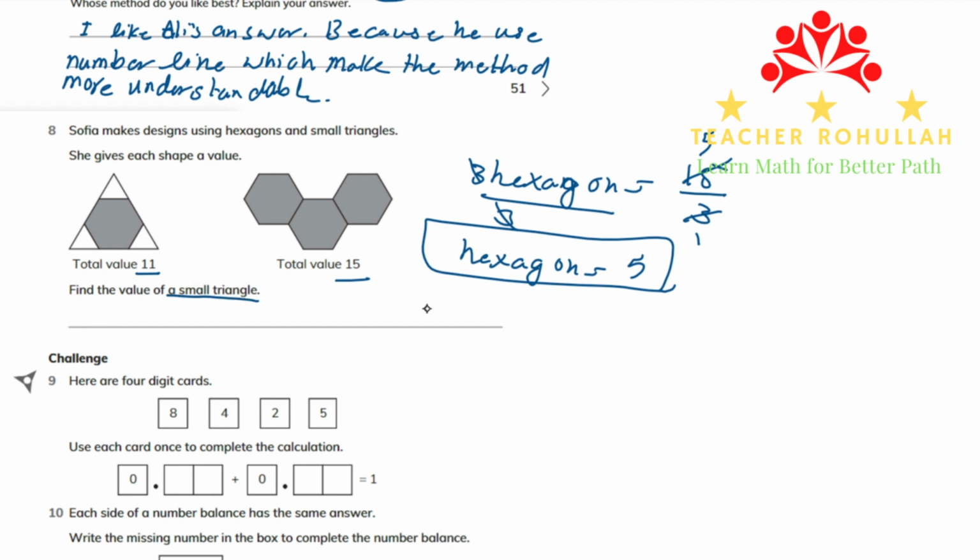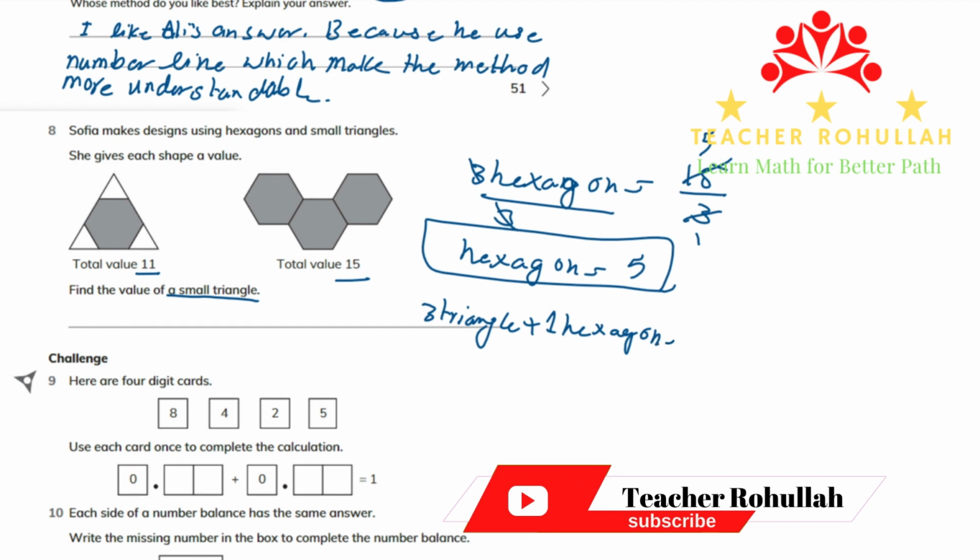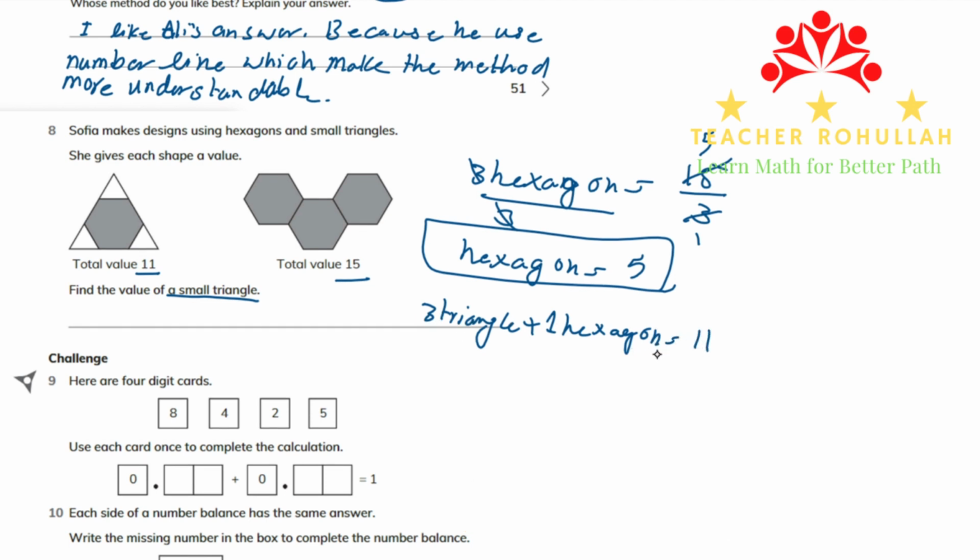So to find that out, we can write 3 triangles plus 1 hexagon will be equal to 11. We know the value of the hexagon, so we can write 3 triangles plus the value of the hexagon is 5, plus 5 will be equal to 11. And if we subtract 5 from both sides, 11 minus 5 will be 6, and this part minus 5 will be left with 3 triangles.